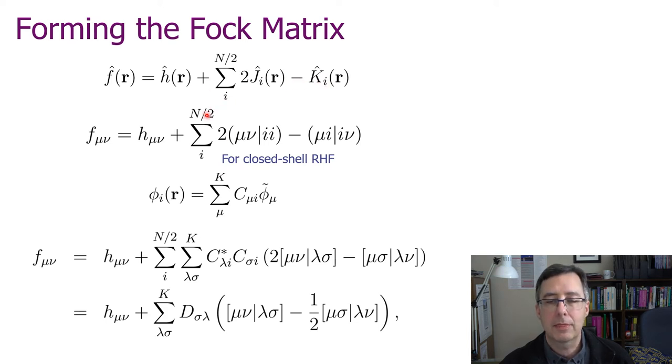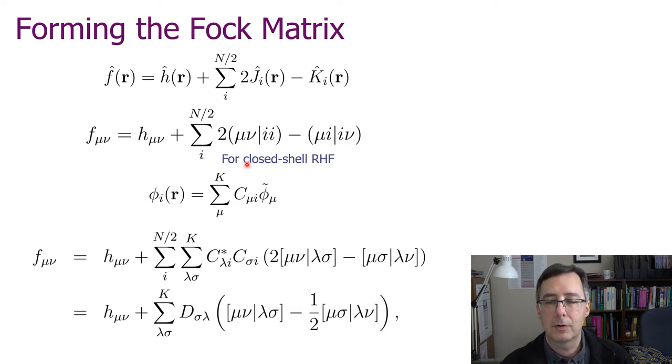And doing a little math, I wind up being able to show that the matrix elements of this, if I put a basis function on the left and the right of this expression, mu and nu, then this turns into F mu nu, this turns into H mu nu, this turns into (mu nu|II), this turns into (mu I|I nu). It rearranges indices, that's why it's called an exchange integral. And then each spatial orbital I is a linear combination of basis functions with C coefficients, and I can insert that into where I see I's here.